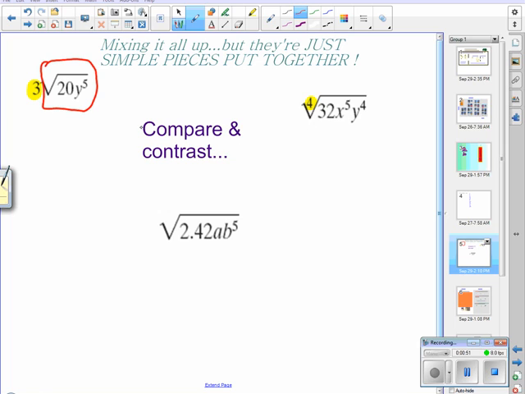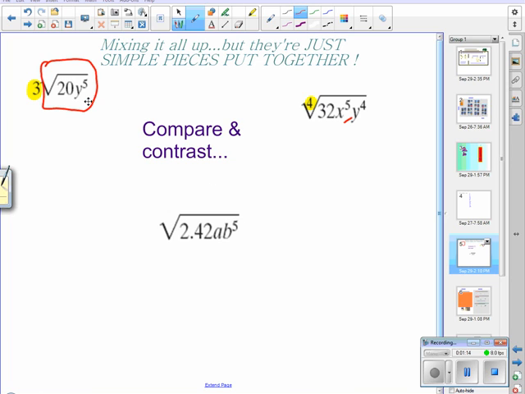You'll notice that under the radical, the thing called the radicand, can be made up of a coefficient, which is just the numbers part, and then the separate variables part. In this case, I just have y's. In this case, I have x's and y's. Down here, I have a's and b's. And the key to simplifying any of these radicals is if you split them up, you'll be doing the same thing over and over again.